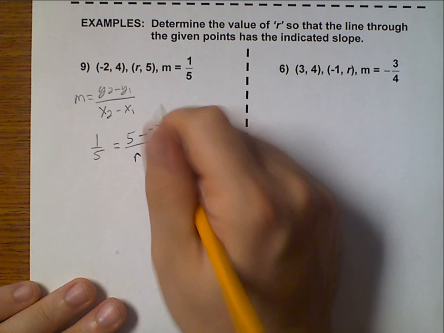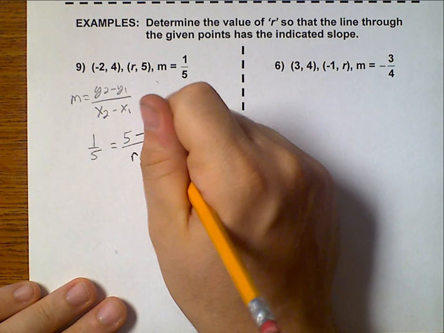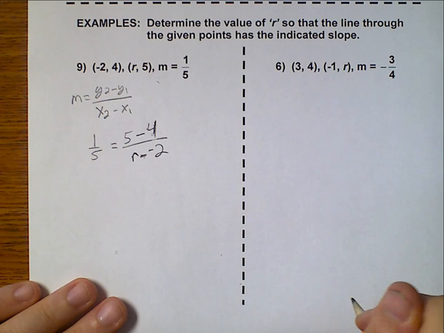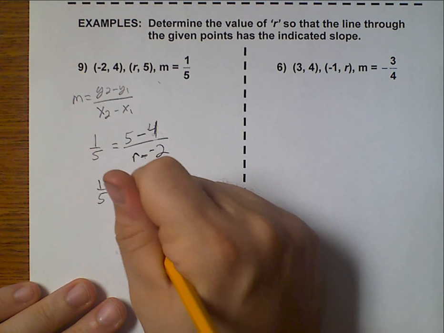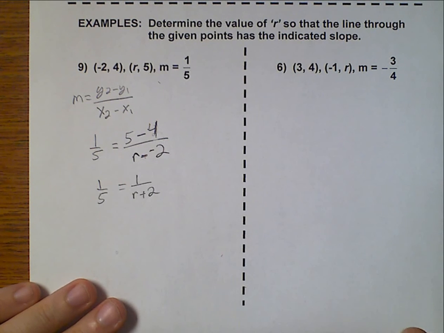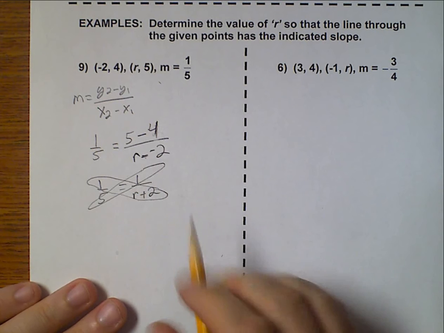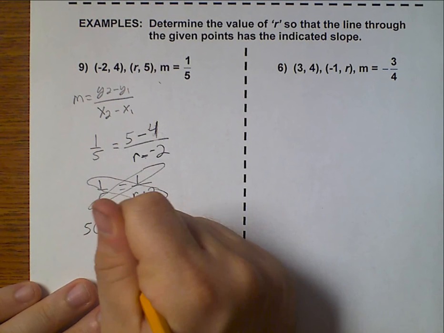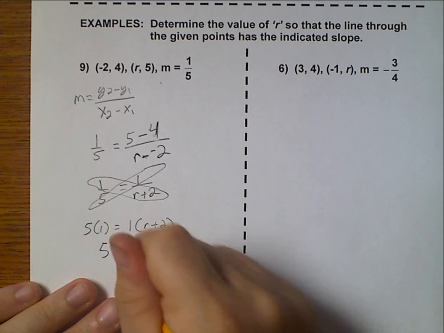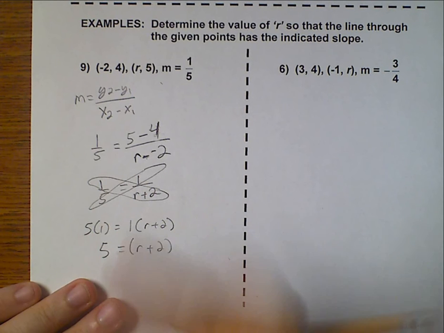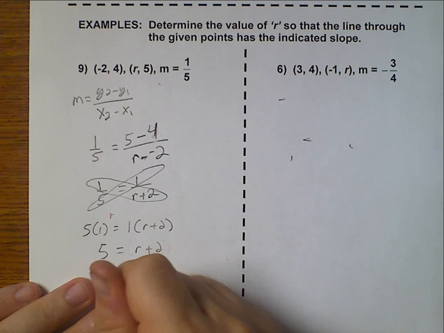That shouldn't be negative 2, that should be 4. Minus a negative 2. Simplify as best we can. 1/5 equals 1 over r plus 2. I will now cross multiply. So 5 times 1 equals 1 times r plus 2. Well, that's just 5 equals r plus 2. And I don't need those parentheses. Subtract 2 from both sides, and 3 equals r.